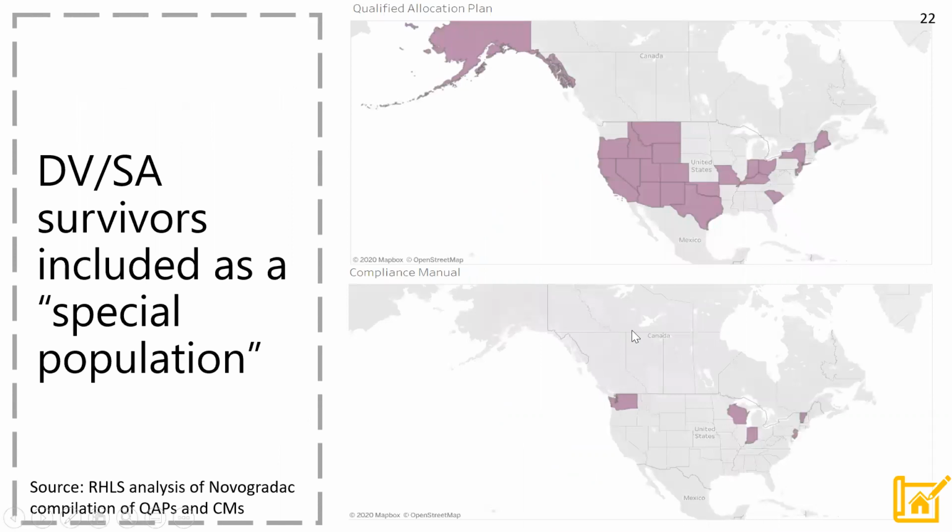This first map shows all the states that have specifically named survivors as special populations, meaning states are encouraging the development of housing for survivors in these states. If you notice, you'll see a few states have some overlap in both the Qualified Allocation Plans and the compliance manuals, which is beneficial given the uses of both documents. Combined, about half of the 50 US states include survivors as a special population. And I'll give you a minute just to process the map.